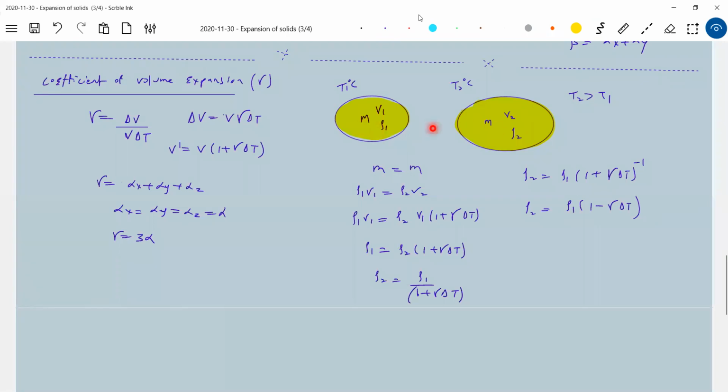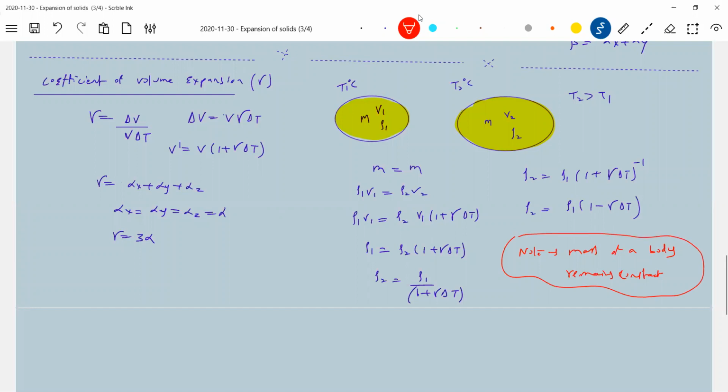Mass will remain the same. This is something very important. The mass of a body will not change on a rise in temperature. Note: the mass of a body remains constant. If the temperature changes, the mass of a body will not change. This is something very, very important, which will help us a lot in numericals. That's what I mean to say.